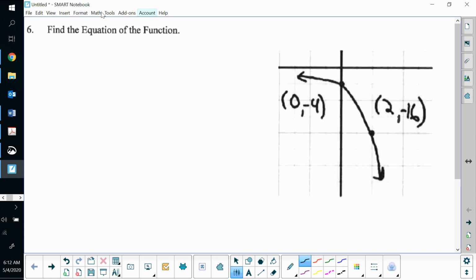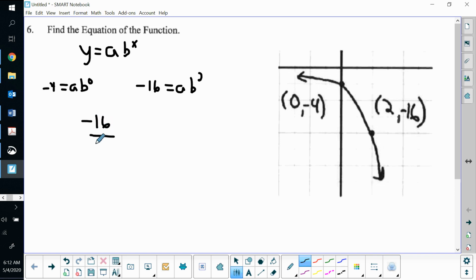So we've got exponential functions here. That's y equals a times b to the x. So we'll fill in the x and the y. So that's negative 4 equals a times b to the 0. And we'll have negative 16 equals a times b squared. So we'll put the equation with the bigger exponent on top.